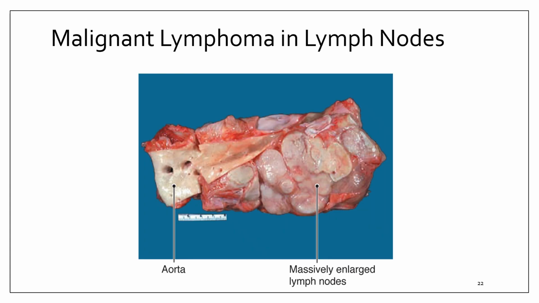All right, this slide is where hematopathology stops being abstract and becomes very real very fast. Up to now, we've talked about cells, smears, and microscopic patterns, and now we zoom out and look at what lymphoma actually does in the body. This is a gross specimen showing the aorta for anatomic reference. Massively enlarged lymph nodes surrounding it.